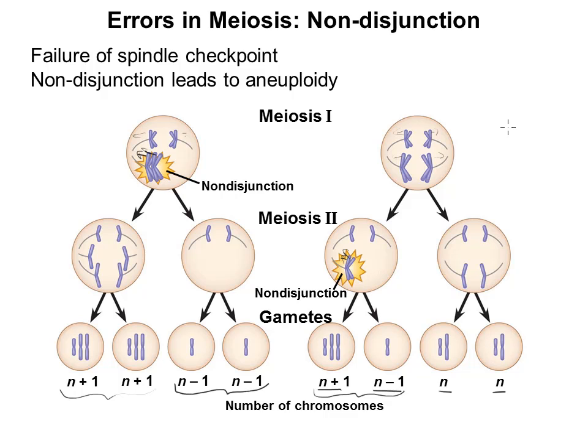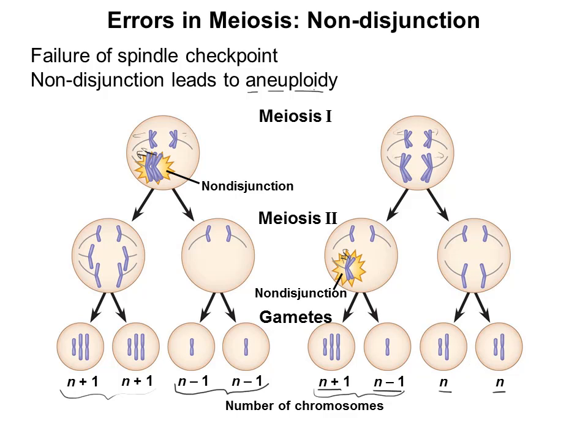Now, when you have a non-disjunction like this, a failure to disjoin, and you end up with too many or too few chromosomes, that's a defect in chromosome number. And so that leads to something called aneuploidy. Remember that ploidy refers to chromosome number. Eu means true. So aneuploidy means not true chromosome number. So whatever the normal chromosome count is supposed to be in these gametes, it's off by one or more.